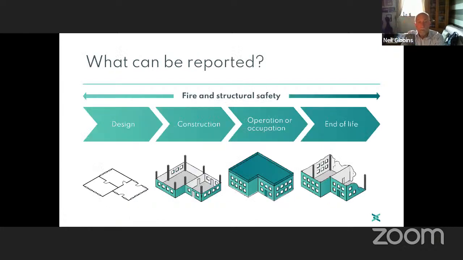What can be reported? We receive reports about every stage of a building's life. We have designers who come across such things as failures in software or in interpretation of standards. We can receive reports at the construction phase, often a time when the products and the way that they're used comes under scrutiny.